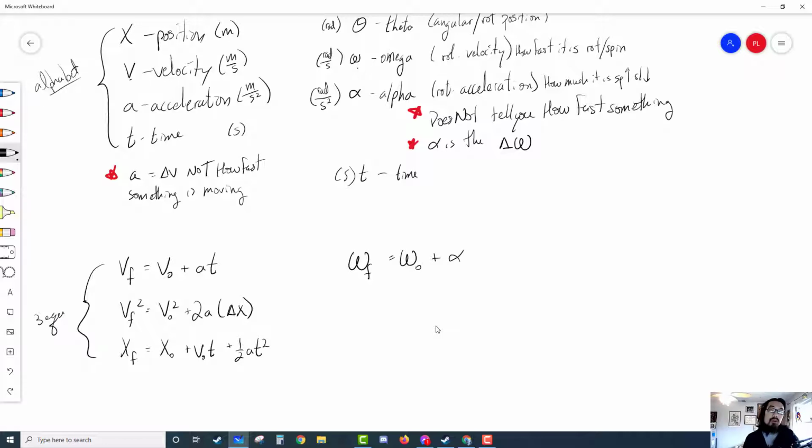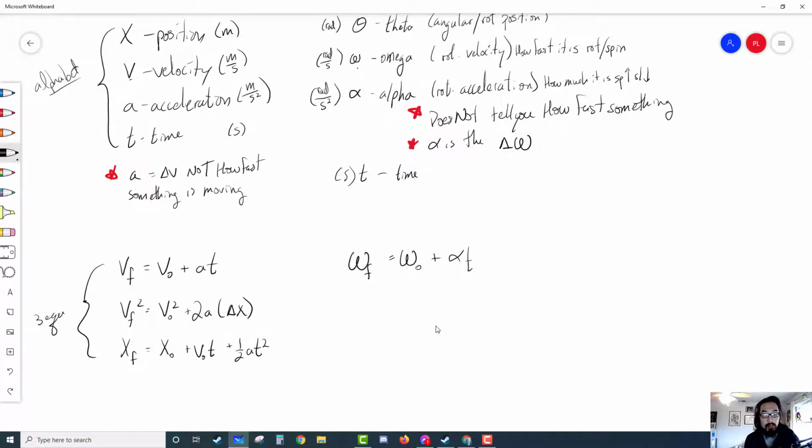Now, I do want you to get used to using the proper terminology. One, that's how we communicate, but it really does make a difference. In your brain, you're thinking, if I'm using the words alpha, theta, omega, I know I'm talking about rotating objects. It just sets everything in place. So this is our very first equation.